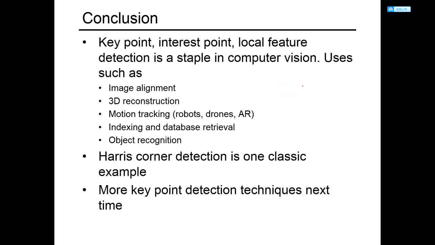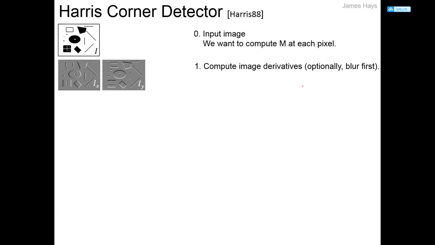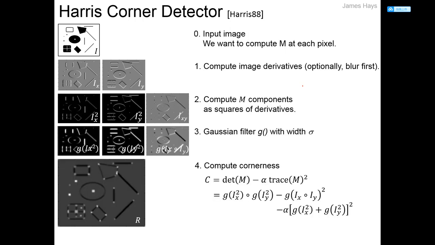Actually, I should go back, I jumped across this. This is the entire procedure, just a summary. We have the image, let's say this is the original image, and then we compute the derivative along the x and y axes. It will be just the difference of two images, right?